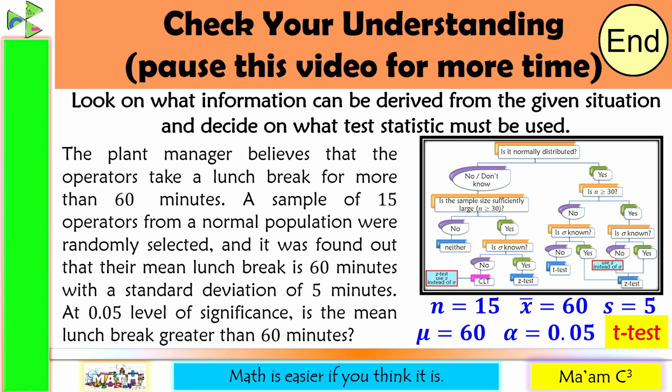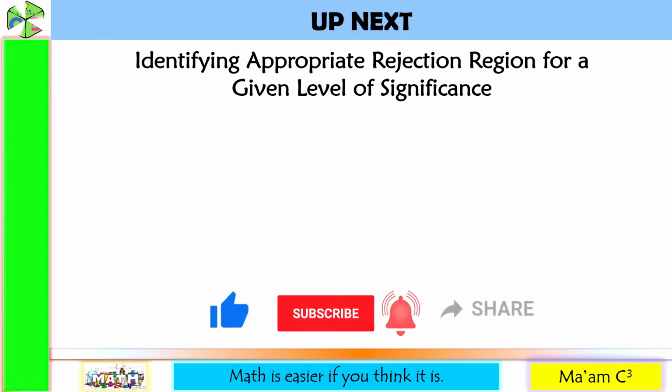Our next lesson is identifying appropriate rejection region for a given level of significance.